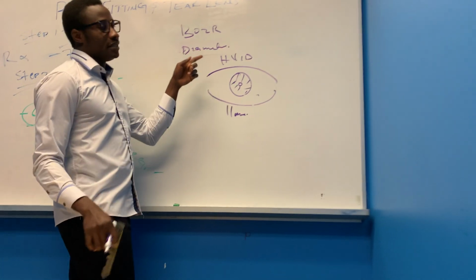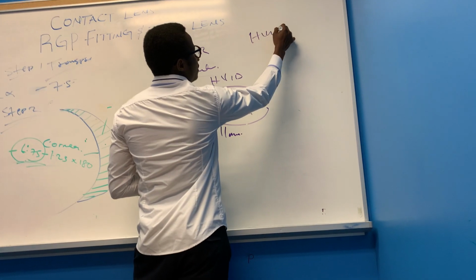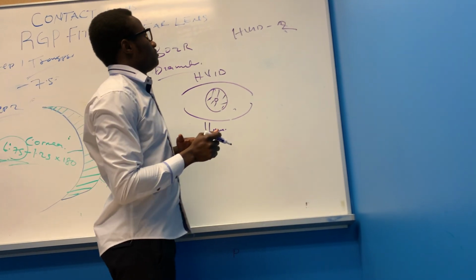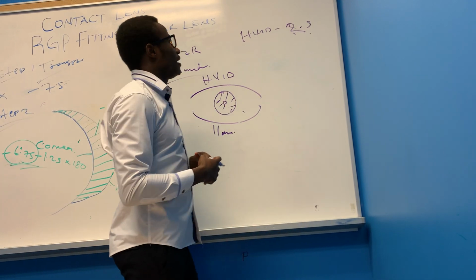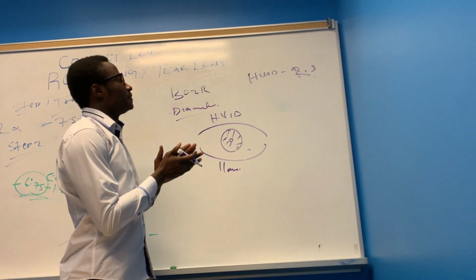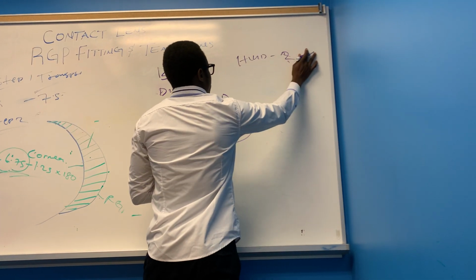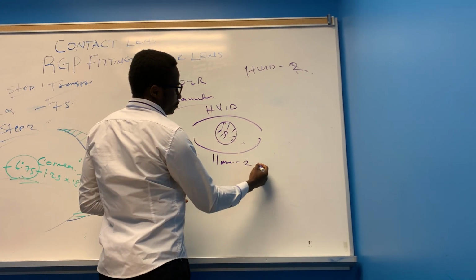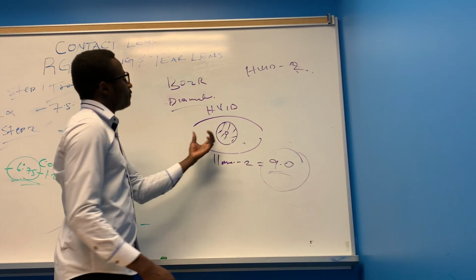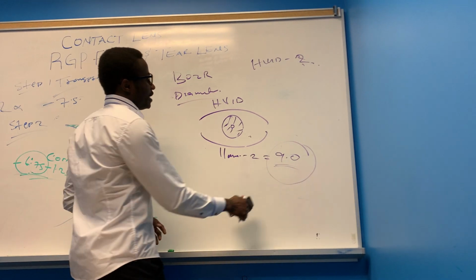So to get the RGP diameter, it is HVID minus 2. Some people do minus 2.5, but in Canada here, our standard of fitting RGP lens and determining the diameter is minus 2. So 11 minus 2 will give you 9.0. So this will be our RGP diameter, for any eye where the HVID is 11. Simple and short, how to get a HVID.